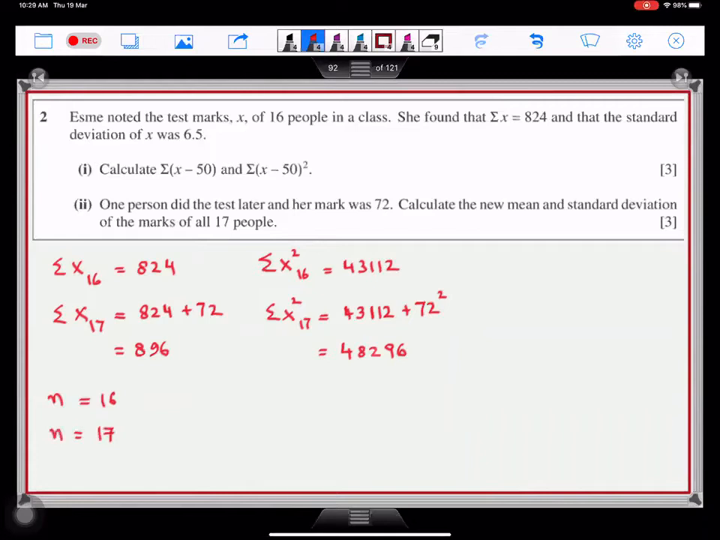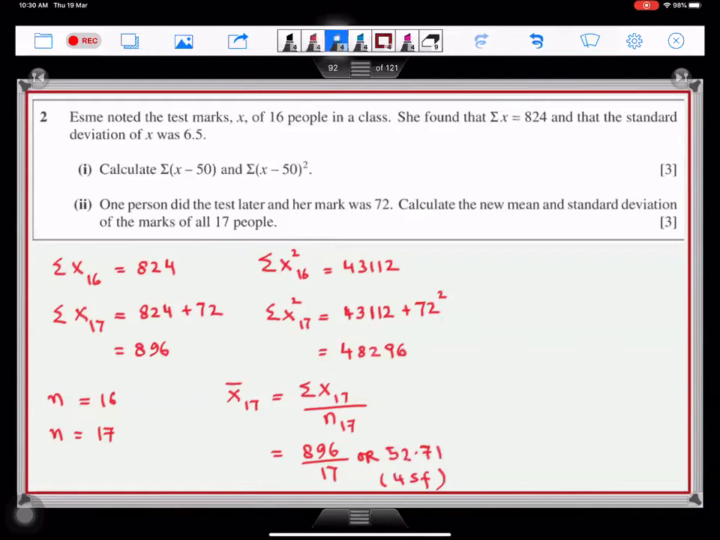What else do I need? I need x bar for 17 people. So x bar for 17 people is sigma x for 17 people divided by number of 17 people. So therefore, this is 896 divided by 17. Let's see how much it comes out to be. 896 divided by 17. That comes out to be 52.71, correct to 4 significant figures.